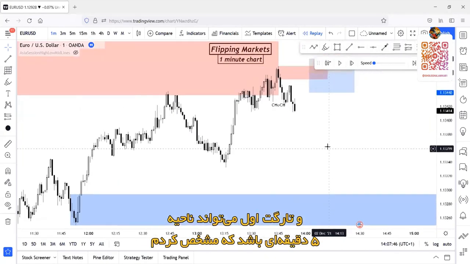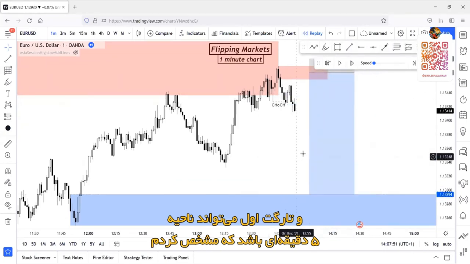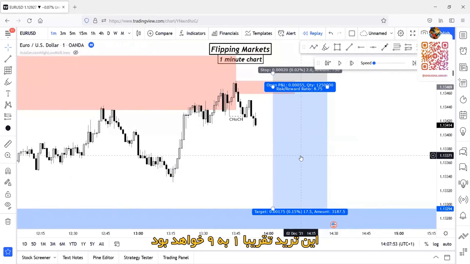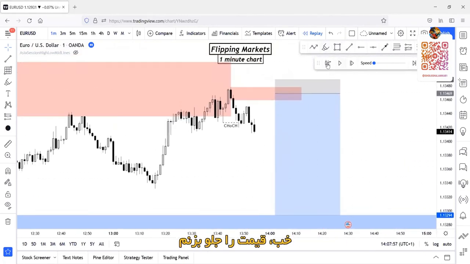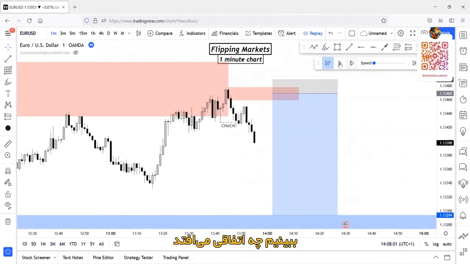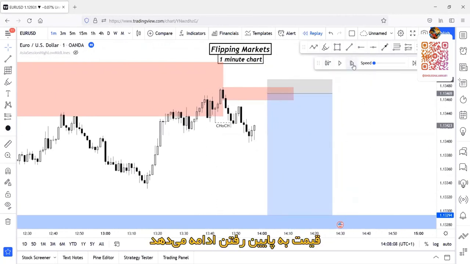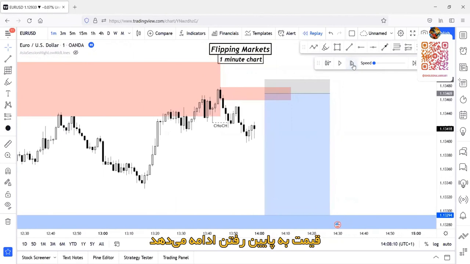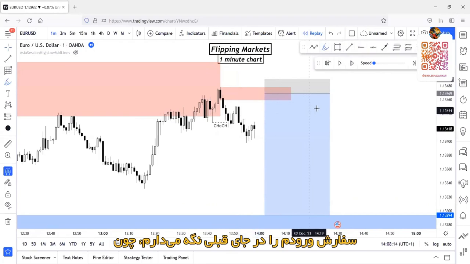And our first target could be the first 5-minute demand zone I just marked. So this trade will be 1 to 9, barely. So let's play price forward. Let's see what happens. Okay. Price just keeps going down. Reverses, created liquidity for this zone here.